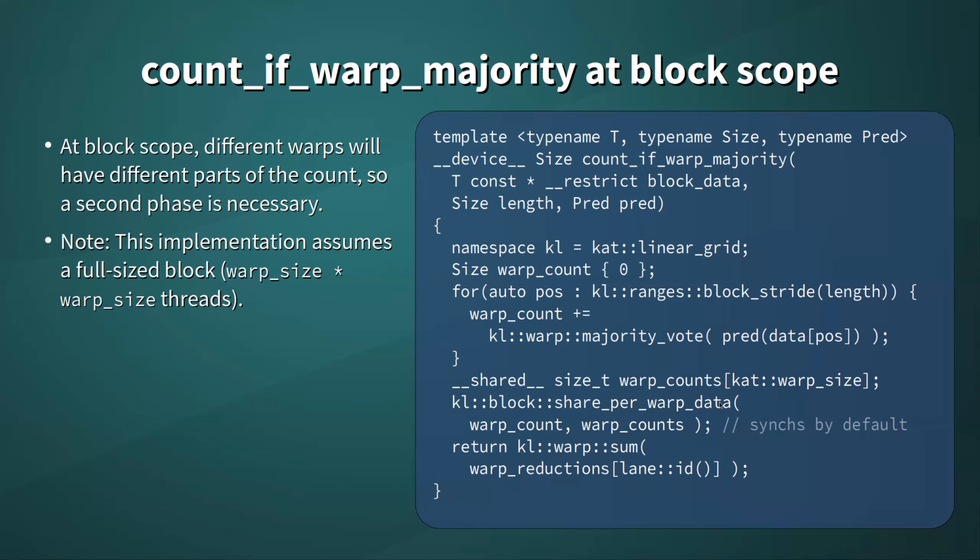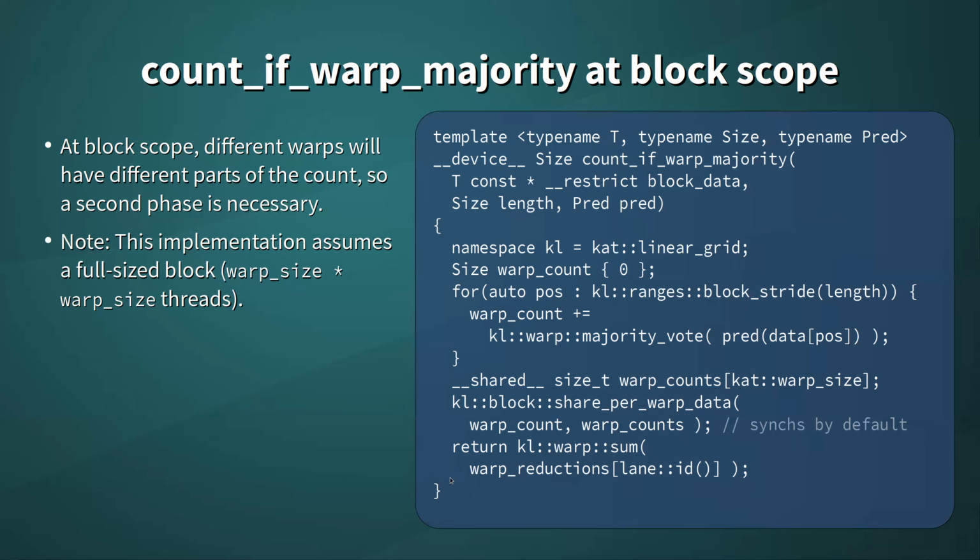So share per warp data needs to be called by all of the threads in the block. But actually, we know that in each of the warps, there's this value, and it's common to all of the threads in the warp. And all of these values are placed in this shared space. And after this is run, we can take the data that's in shared memory and now apply a warp reduction.